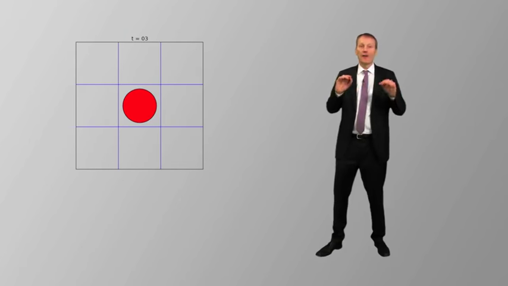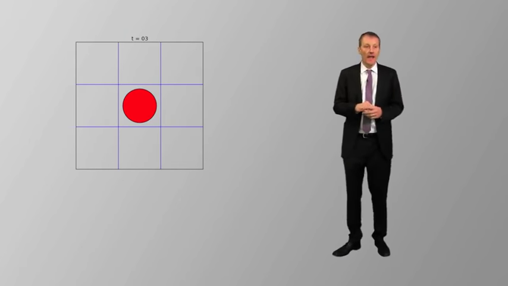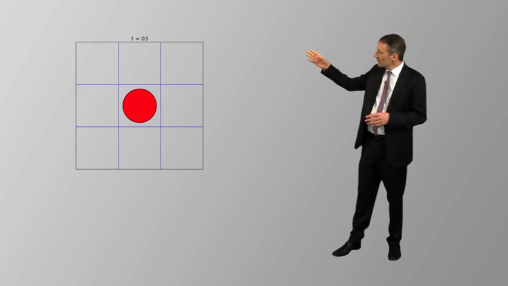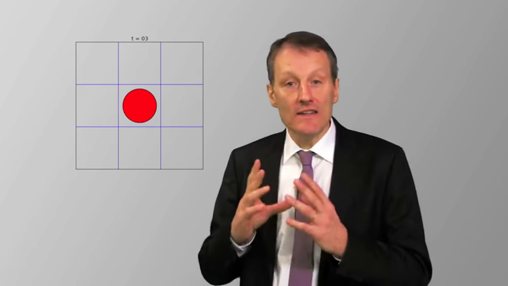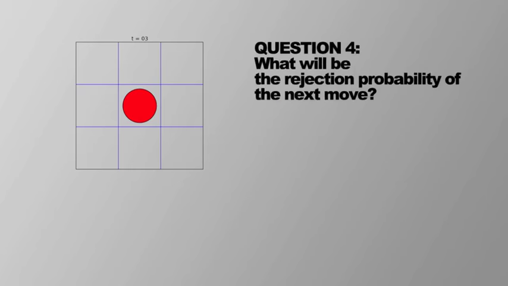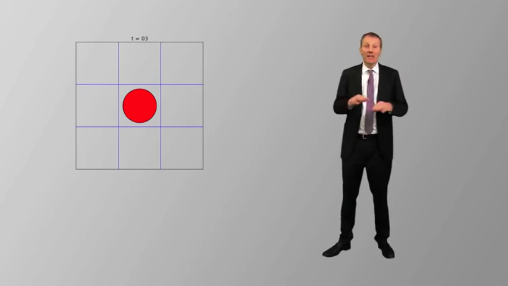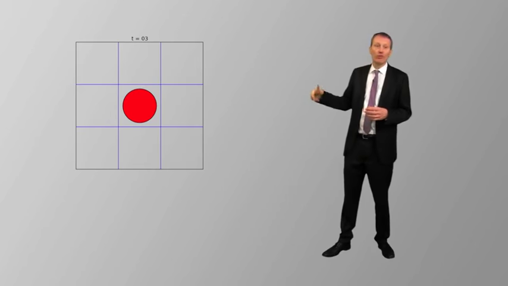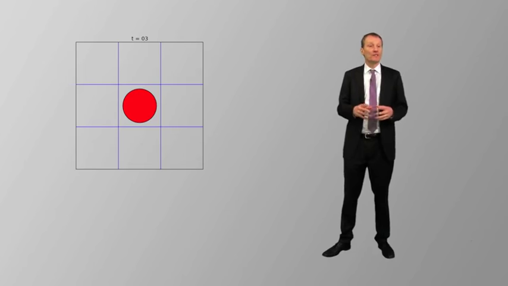Question 4, final question. At time t equals 3, in the central configuration, what will be the rejection probability of the next move? Yes, clearly, it will be 0. Each of the 4 moves will be proposed with probability 1/4, and it will be accepted.